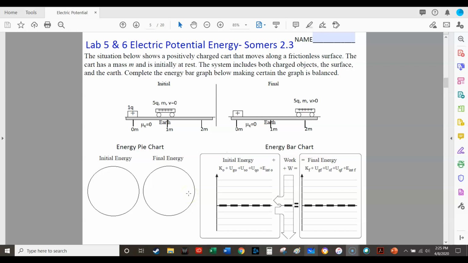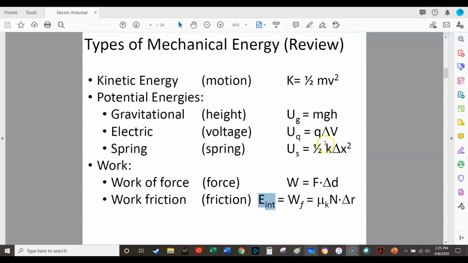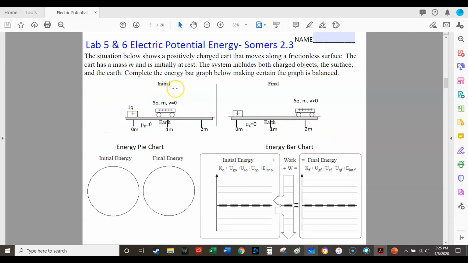All right. So right now, what I want you to do is think about the types of energies being applied in this initial case when the cart is at 1 meter, and then in the final case. So take a look at our earlier slide, which is right here, and think about the different types of energies, and type the energy in the beginning, type the energy at the end, apply that to your pie chart initial, pie chart final, and bar chart initial and bar chart final. Okay, so go ahead and try that. Hit pause and try that right now.